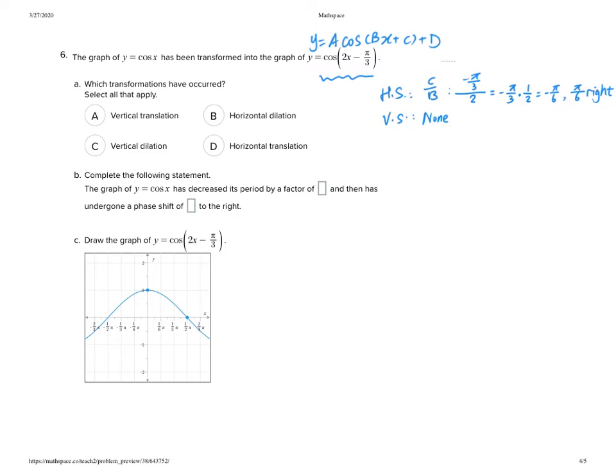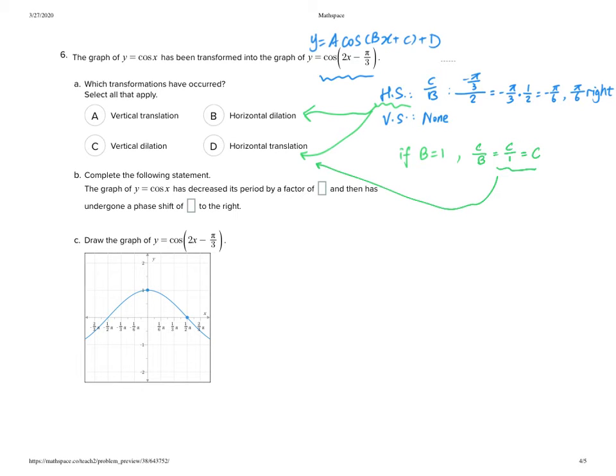Here we can tell we have a horizontal shift. The options here are horizontal dilation and horizontal translation. When b is not equal to 1, then we have both horizontal dilation and horizontal translation. However, if b is equal to 1, we have c over b, which becomes c divided by 1, then that will be c. If you only have a c value, then for those cases, you will only have horizontal translation. You will not have horizontal dilation.